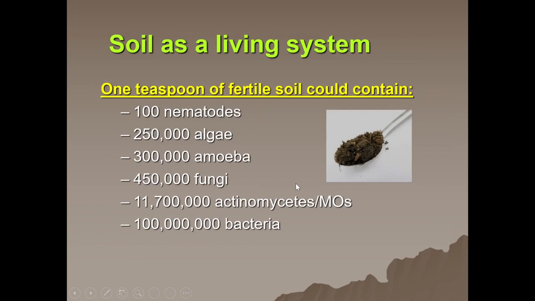Soil is also called as a living system. It's not a living material, it's not a living factor, but it is a living system, because even a teaspoon of fertile soil, that means the good soil, that means the productive soil, may contain millions of life. And here is the quantification of these lives: about 100 nematodes, about 250,000 algae, about 300,000 amoeba, about 450,000 fungi, about 11 million microorganisms, and about 100 million bacteria. This is the huge population within a small amount of soil. Therefore, soil is also called as a living system.